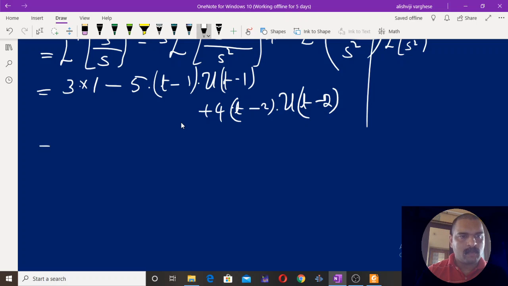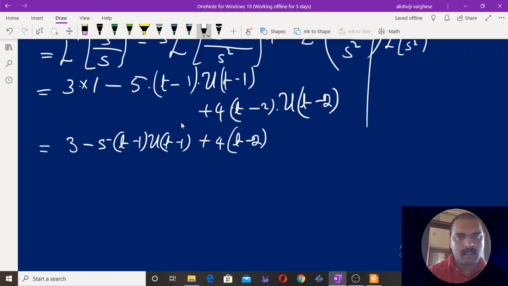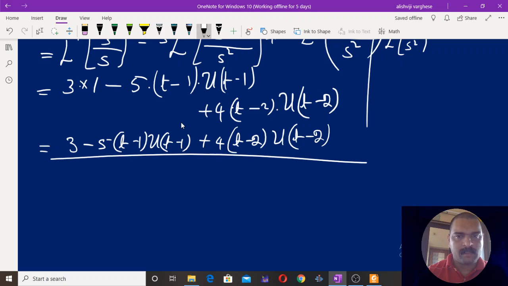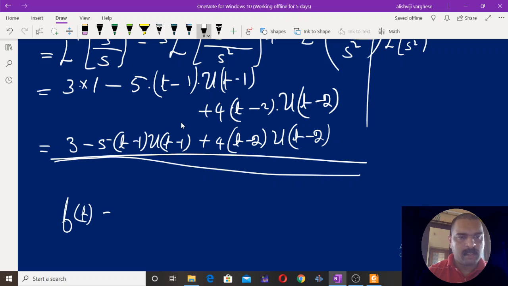So this is equal to 3 minus 5 into (t minus 1) into u of (t minus 1) plus 4 into (t minus 2) into u of (t minus 2). So this is the function expressed using unit step functions, and this one can be written as a tabulated function.